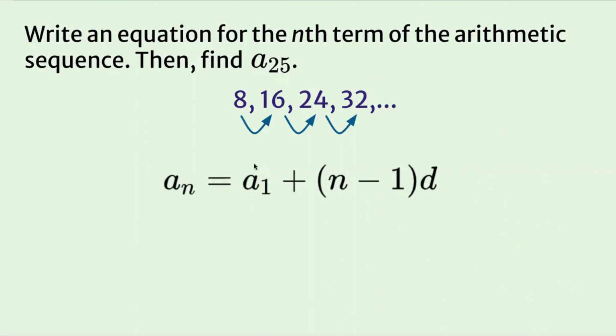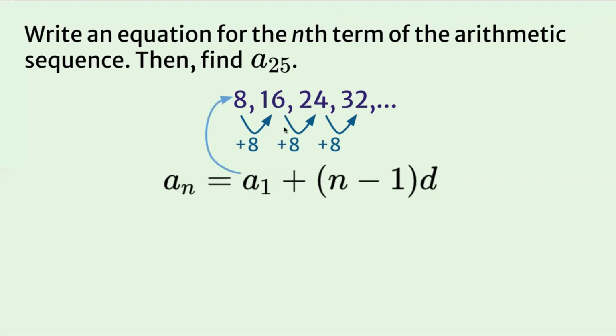So we know a1, which is our first term, is going to be 8. And then we can go ahead and find our d value, which remember is your common difference. And so from 8 to 16, you're adding 8. From 16 to 24, you're adding 8 once again. And from 24 to 32, you're adding 8 once more.